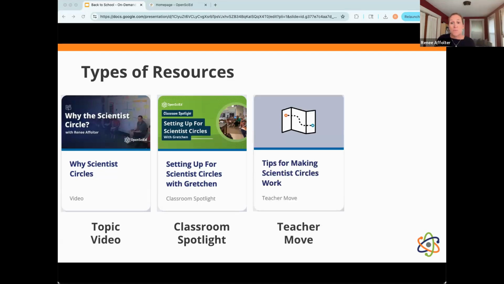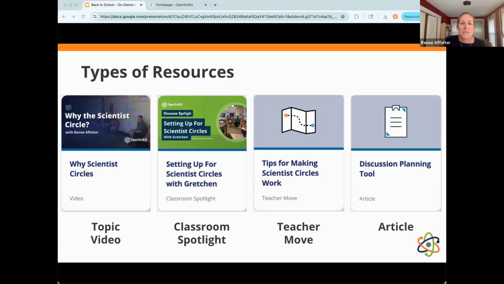We also have teacher moves. These are short, actionable strategies that focus on the little things that can make a big difference. So they might be specific things you can say or do to support sense making. And you're going to find teacher moves on things like how to use related phenomena or what to do with all your posters or maybe some talk moves. So they're designed to be quick to read, easy to try, and directly tied to moments in the lesson that matter that you need help with.